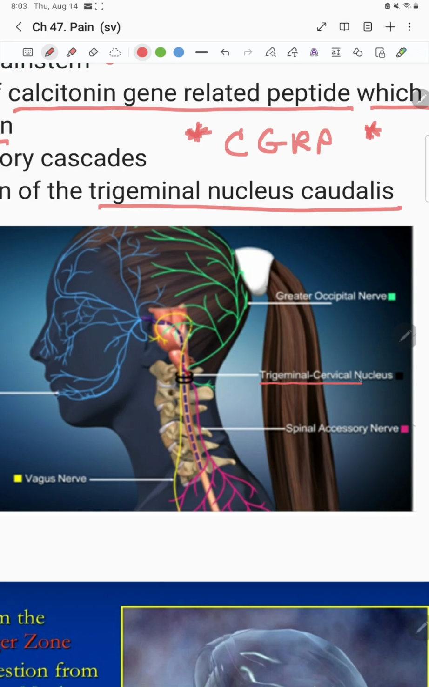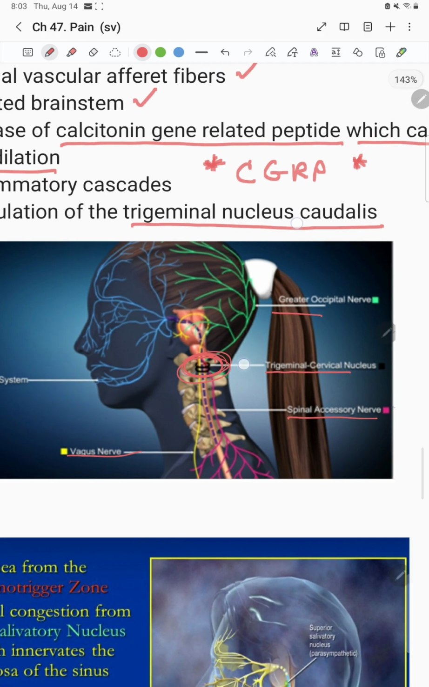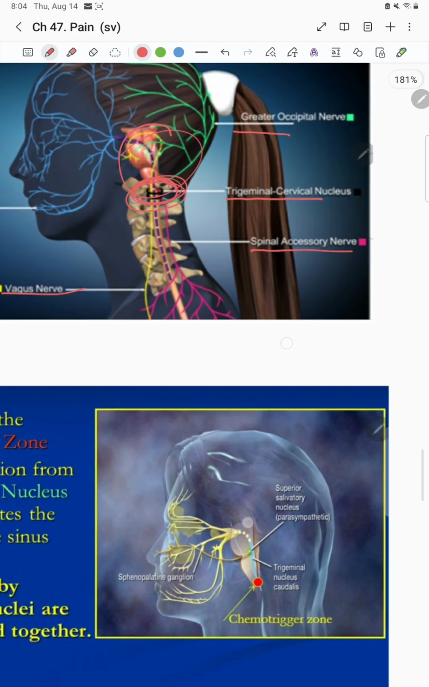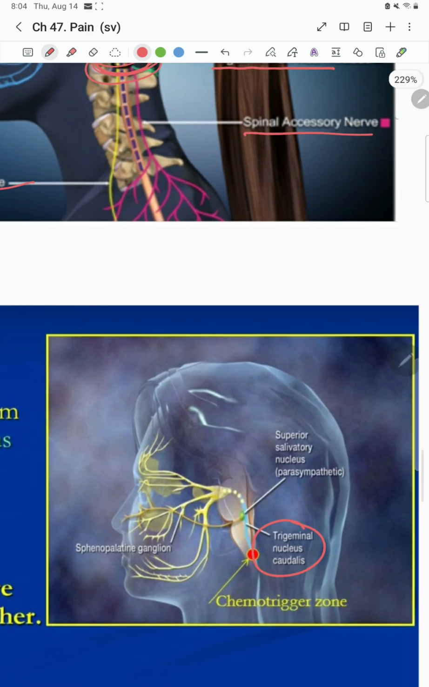Okay, the trigeminal nucleus. And this is where you have the spinal accessory nerve and the trigeminal nerve and the greater occipital nerve and the vagus nerve that all come together at this particular area. And what happens is when this gets overstimulated in this particular area, here's a better picture of it right here. It is very uncomfortable, very painful.